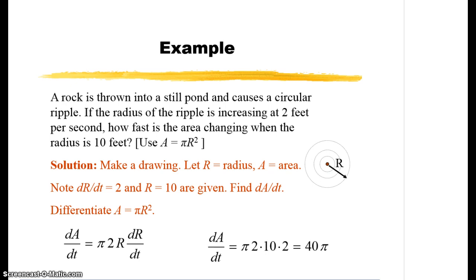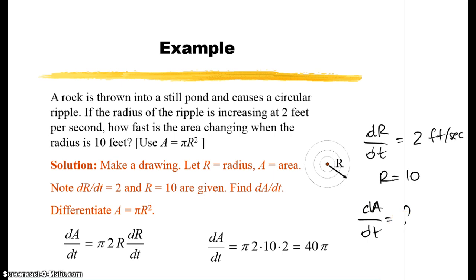So let r be that radius, let A be the area. dr/dt, in this case the rate at which the ripple is increasing, is 2 feet per second. Okay? And r itself is equal to 10. That's what's given. We're looking for dA/dt. How is the area of the circle changing? Well, all we have to do is start with the given formula that relates these variables, A and r, and differentiate with respect to t. On the left-hand side, we'll get dA/dt. On the right-hand side, we get 2 pi r dr/dt.